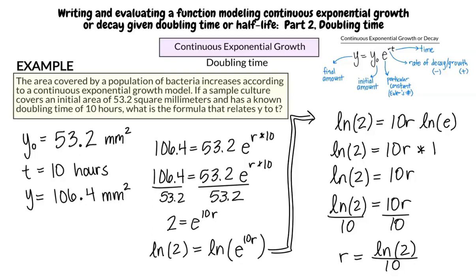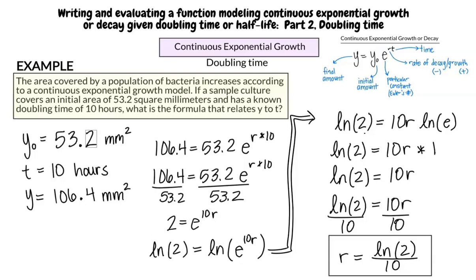Because natural log of e equals 1, I can rewrite the equation like this. Natural log of 2 equals 10r times 1. And that means natural log of 2 equals 10r. Now we divide both sides by 10. Natural log of 2 divided by 10 equals 10r divided by 10. And we get r equals natural log of 2 divided by 10. Excellent work! What questions do you have?